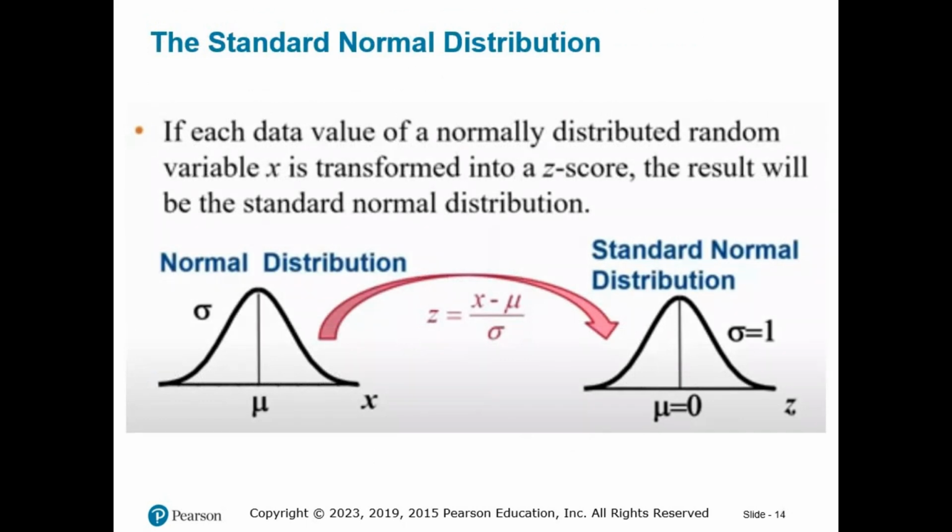Here you can see that idea translated into graphical form. If every data value of a normally distributed random variable x is transformed into a z-score, the result will be the standard normal distribution with a mean of 0 and a standard deviation of 1. This is not some kind of mathematical magic. It's a way of standardizing something so that there is a way to compare unlike things.